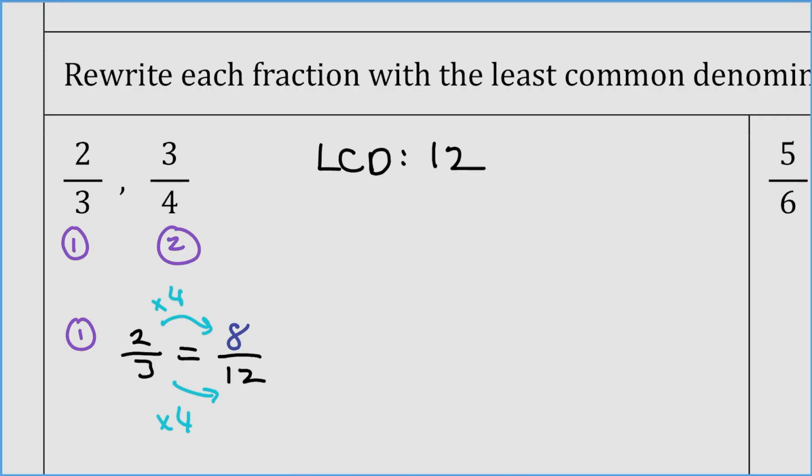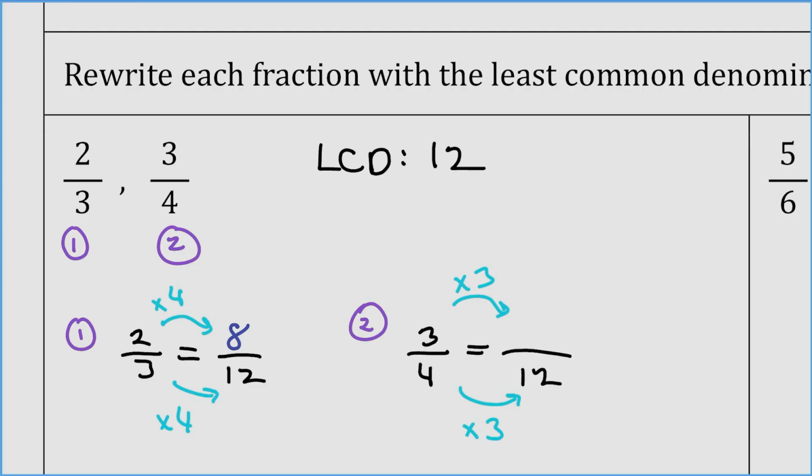Do the same thing to the second fraction. We have 3 out of 4, and we want to make that so it's out of 12. Well, how do I turn a 4 into a 12? You would multiply it by 3. If we do the same thing to the top, the numerator, we're going to get 9.